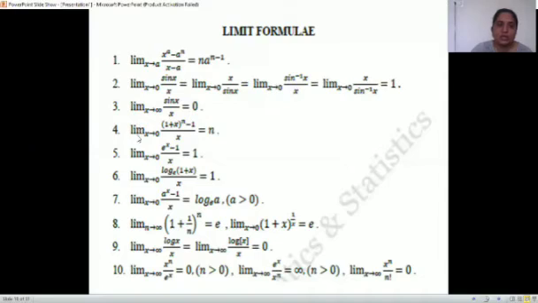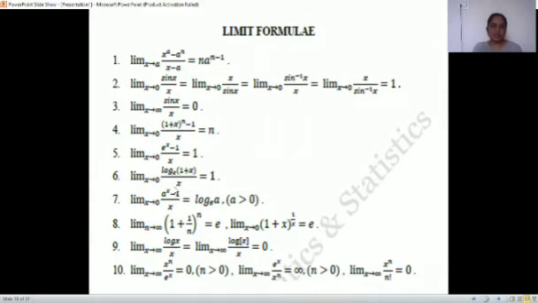Remember, limit x tends to 0, 1 plus x raised to n minus 1 upon x is n. Next is limit x tends to 0, e raised to x minus 1 upon x is equal to 1. These are standard limits. Limit x tends to 0, log of 1 plus x upon x to the base e, of course, is 1.